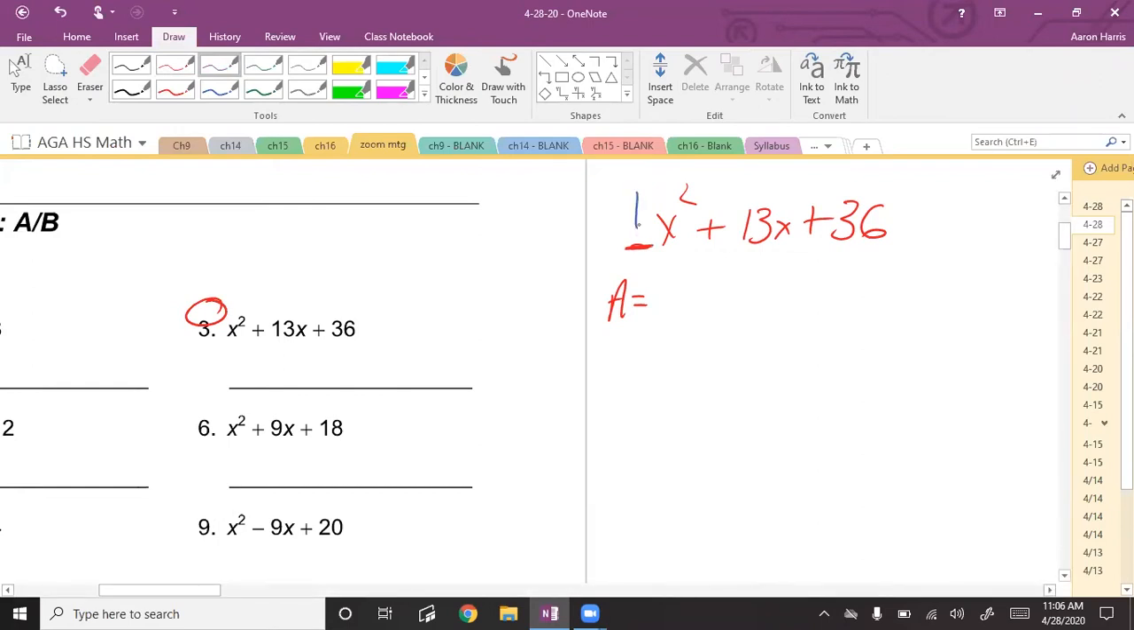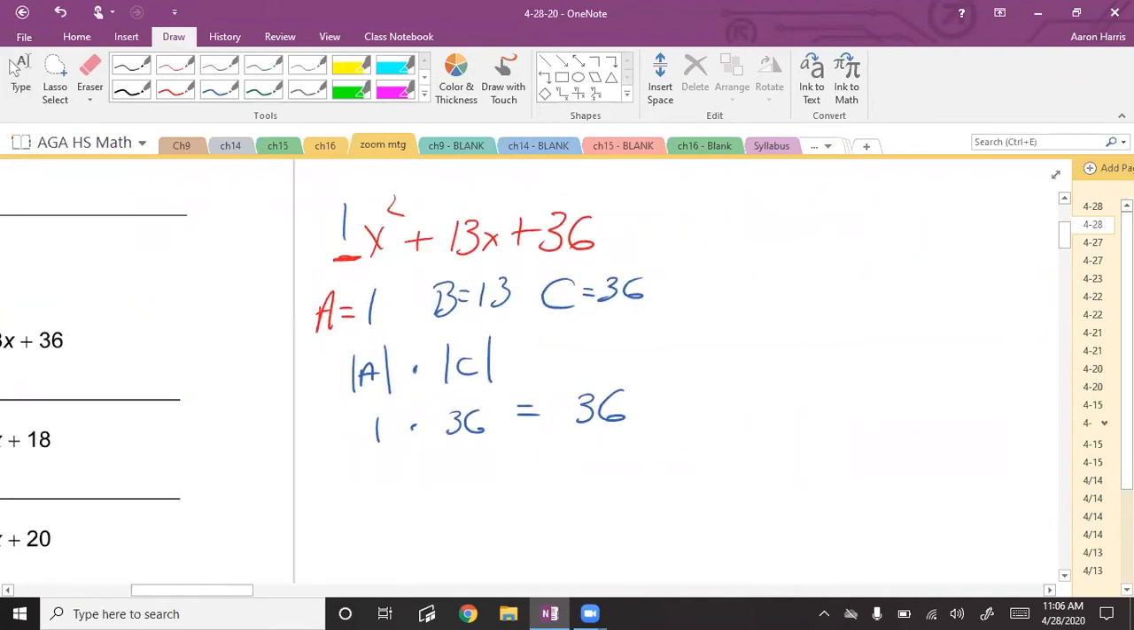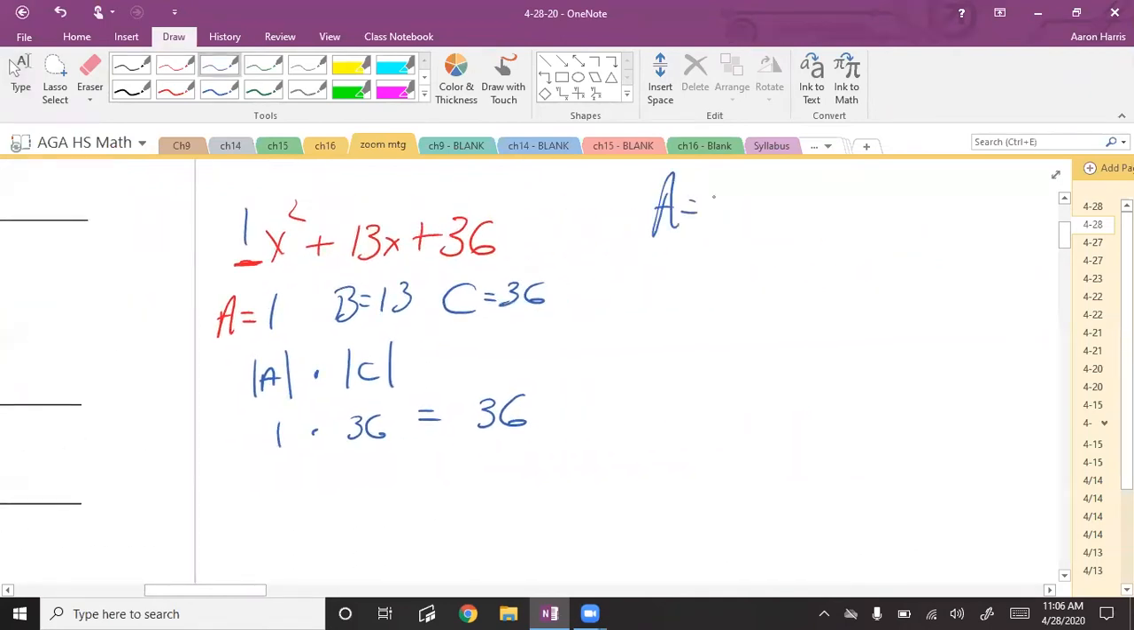We're dealing with the coefficients right now. So A is equal to what? 1. B is equal to what? 13. And C is equal to what? 36. Awesome. So what we're going to do is do the absolute value of A times the absolute value of C. What's A? 1. What's C? 36. And 1 times 36 is what? 36. All right. So I am going to teach you how to factor when A is equal to 1.